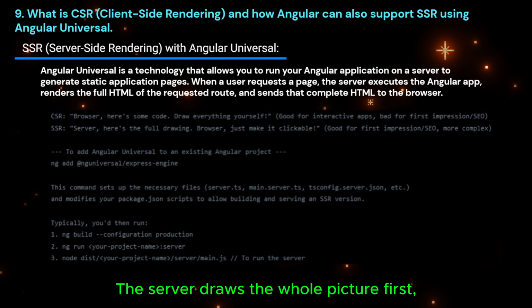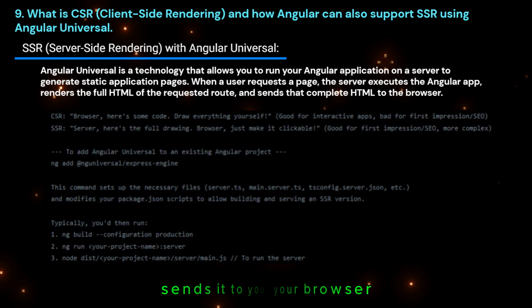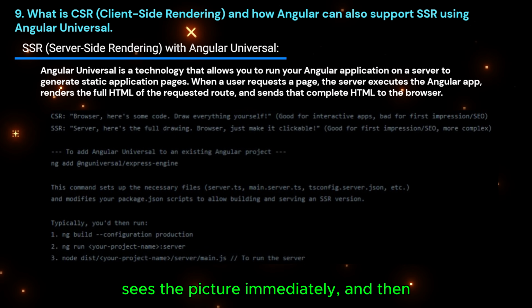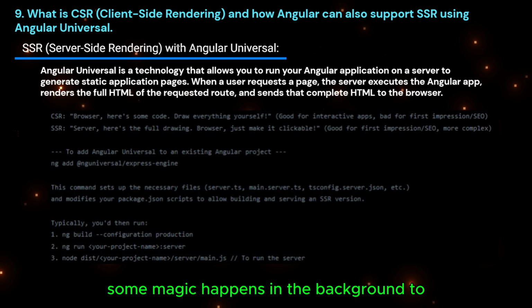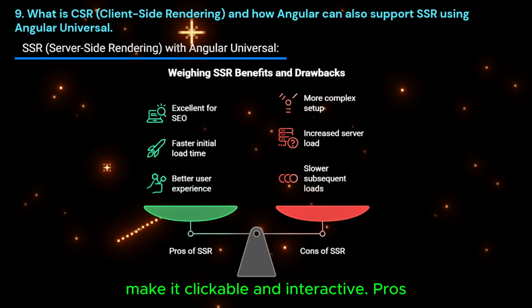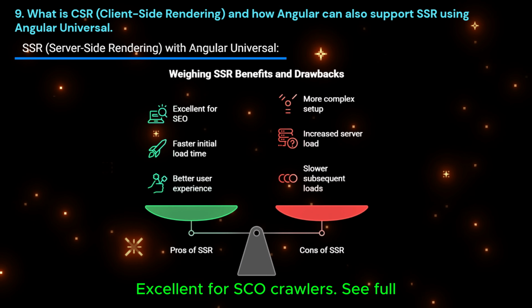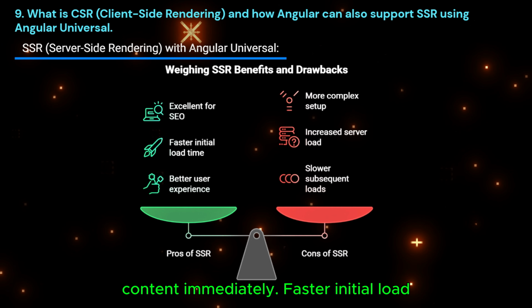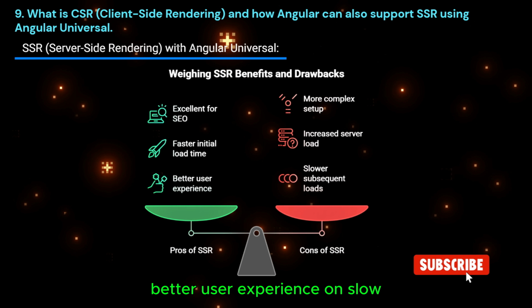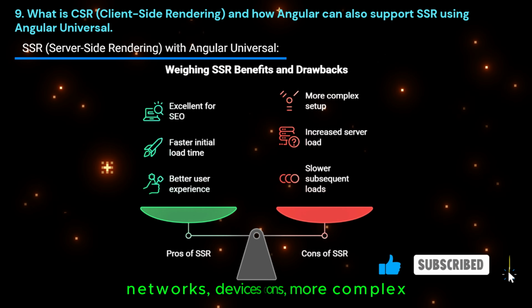The server draws the whole picture first and sends it to your browser. Your browser sees the picture immediately, and then some magic happens in the background to make it clickable and interactive. Pros: excellent for SEO, crawlers see full content immediately. Faster initial load time, time to first contentful paint. Better user experience on slow networks and devices.